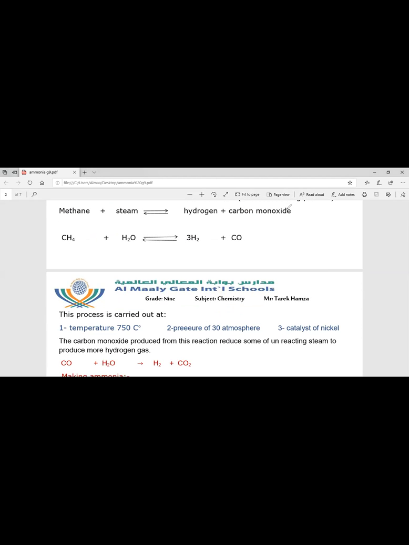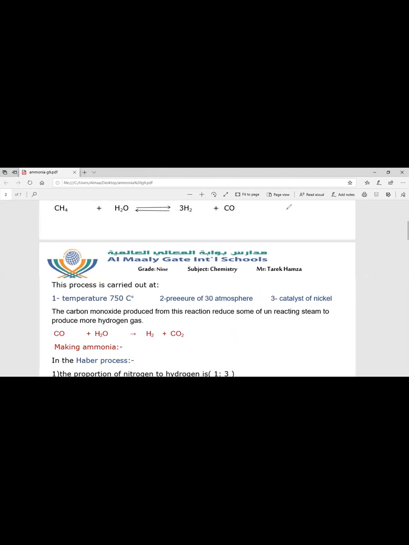This process is carried out at a temperature of 750 degrees Celsius, a pressure of 30 atmospheres and a catalyst of nickel. So this process needs a catalyst. What is the meaning of catalyst? A catalyst is a chemical substance that enters the chemical reaction to increase or decrease the reaction rate, but doesn't change.